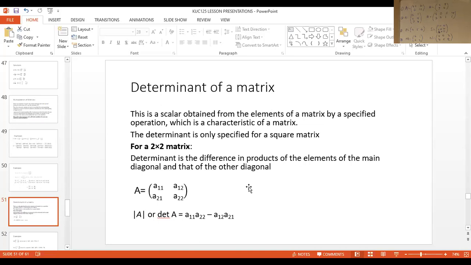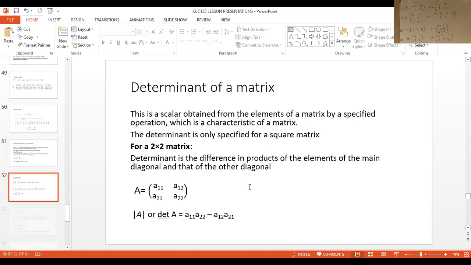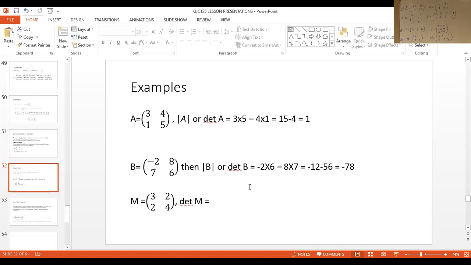Let me copy this first. That copy here as examples. 34, 15, 2, 8, 7, 6, 3, 2, 4.